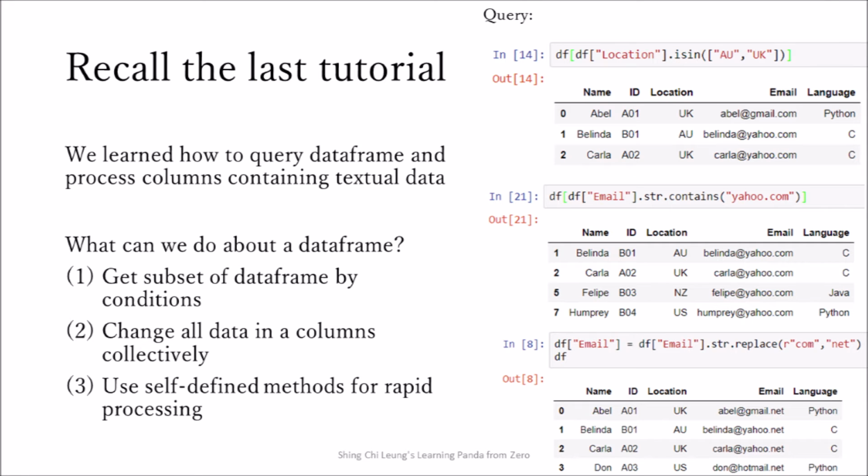Let's recapitulate what we have learned in our last tutorial. We have covered how to make queries about textual data and process them collectively. We have learned how to make queries based on single or multiple conditions. We have covered how to use the native string function to change all data along a column collectively. We have also shown how to use self-defined functions and masking functions to apply changes to the existing data.